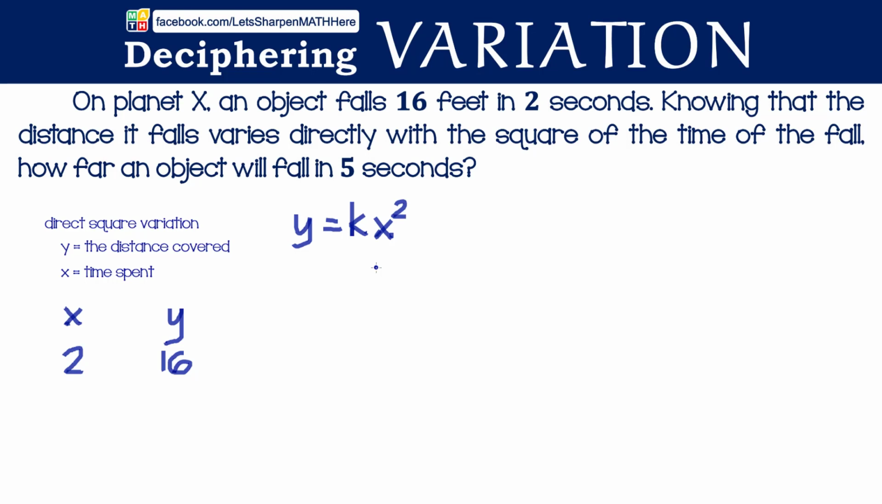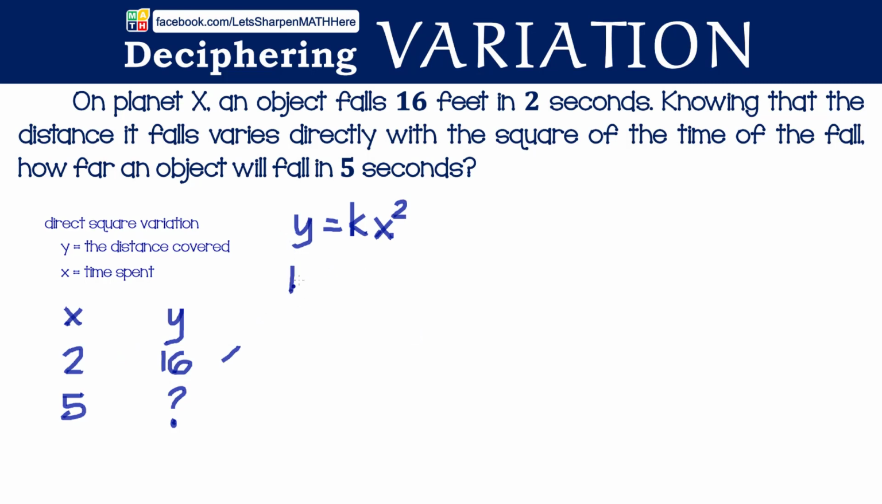And the unknown has this pair. How far will an object fall? So we're talking about the distance or the height the object will fall, or the dependent variable, and your independent variable here is 5. So let's start with solving for k using the first pair.